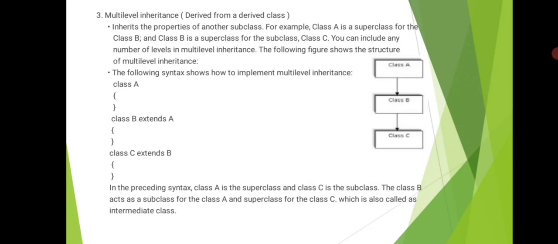The following figure shows the structure of multilevel inheritance. In this figure we have a class A which is inherited by class B. Class B is again inherited by class C. So class B becomes a subclass for class A but a superclass for class C. This class is called an intermediate class. So the syntax is class A, which has its own functionality, and similarly class B extends class A.